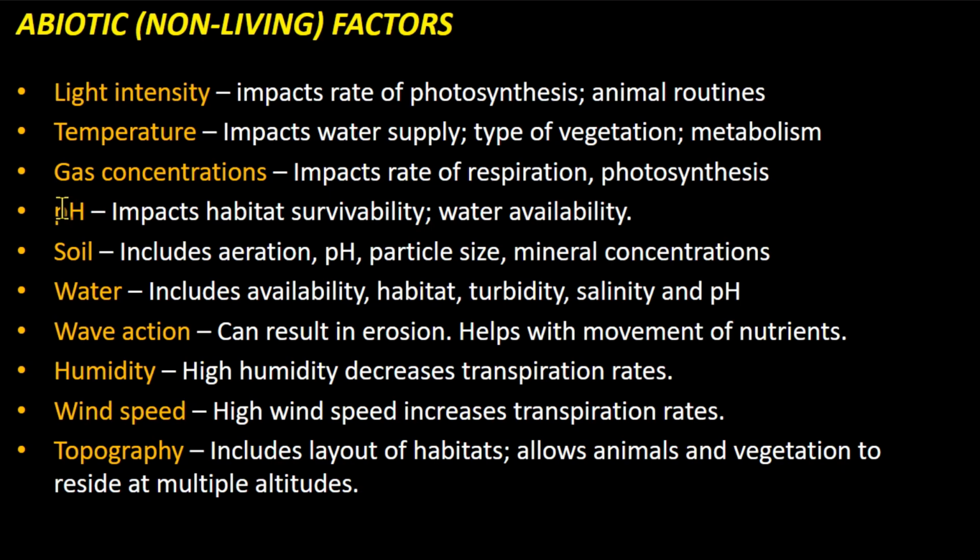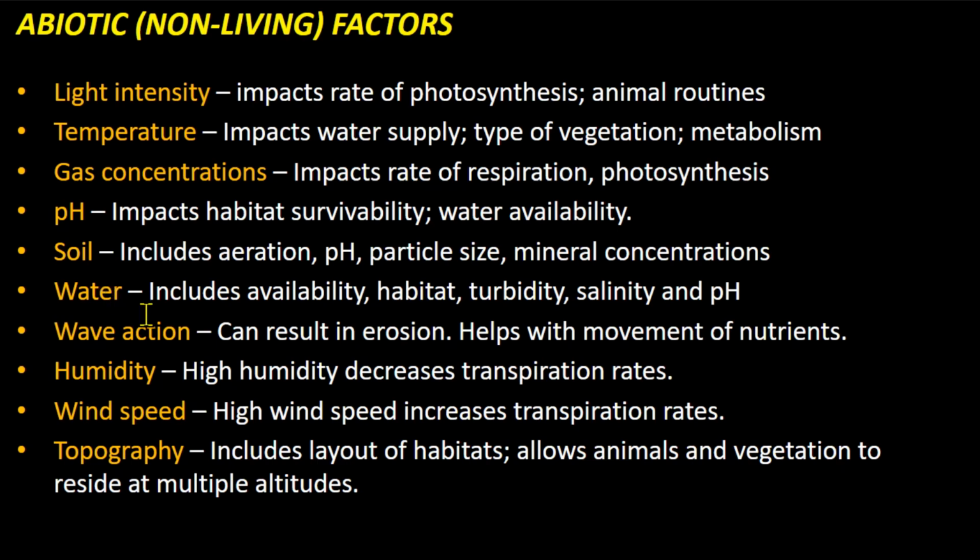pH, which could impact the type of habitat and the water available for drinking. Soil, which includes the aeration of the soil, any habitats, the pH, the particle size, and the mineral concentrations. Basically, it could impact vegetative growth. We have water, which includes the availability of water, the habitat, the turbidity, that's like the muddiness, the salinity or the saltiness, and the pH.